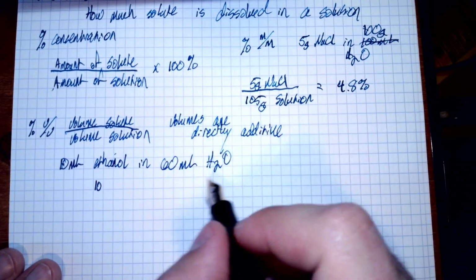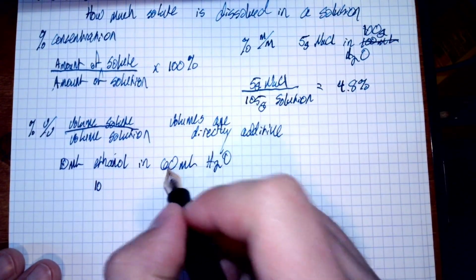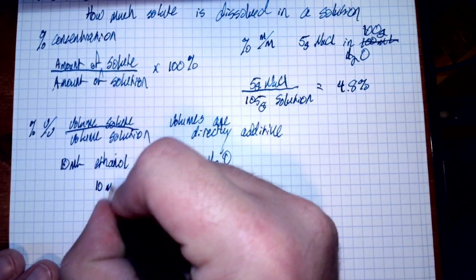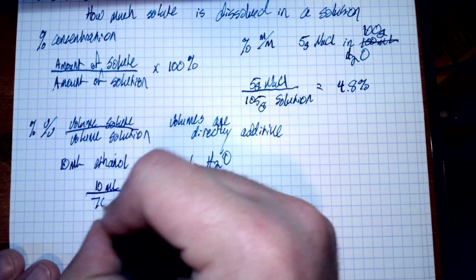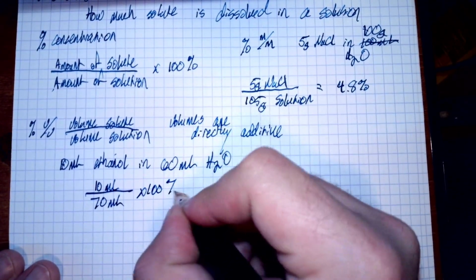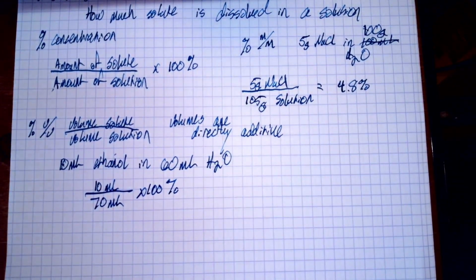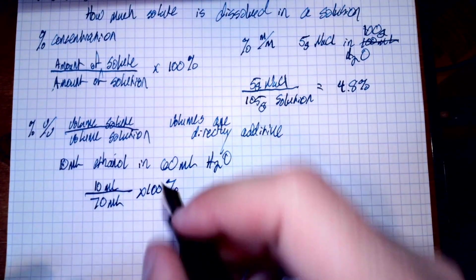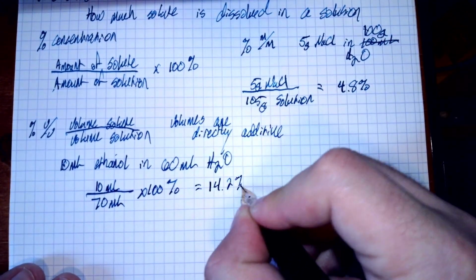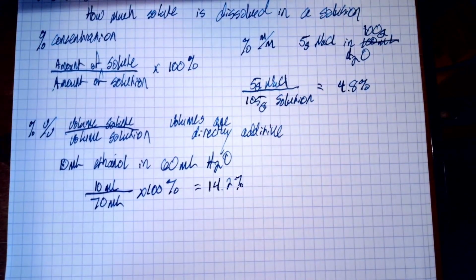But we're going to treat this as if we have 70 milliliters of solution, right? 10 milliliters divided by 70 milliliters times 100%. Again, though, volume of solution, not volume of solvent. And we get 14.2%. All right.